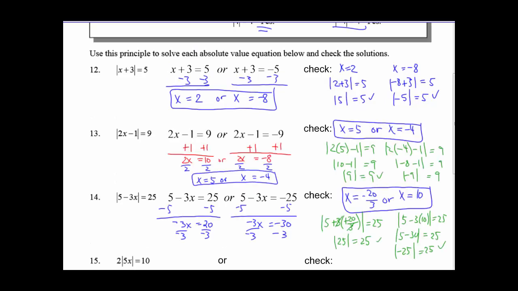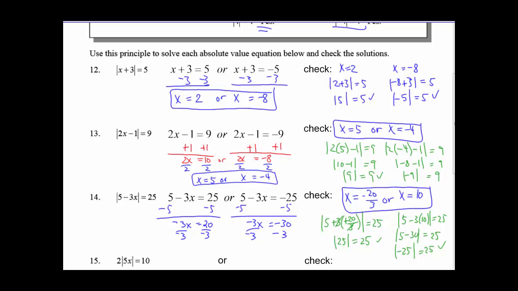Alright, welcome back. If you look at 13, we should have gotten 2x minus 1 equals 9. 2x minus 1 equals negative 9. By solving first the left-hand side, you should have gotten x equals 5. The right-hand side, adding 1, dividing by 2, you should have got negative 4. If we plug in and check, they both work out.